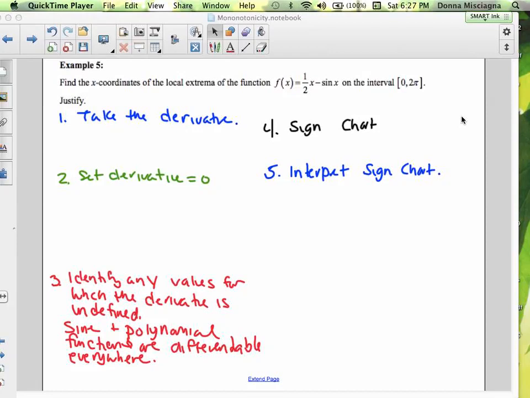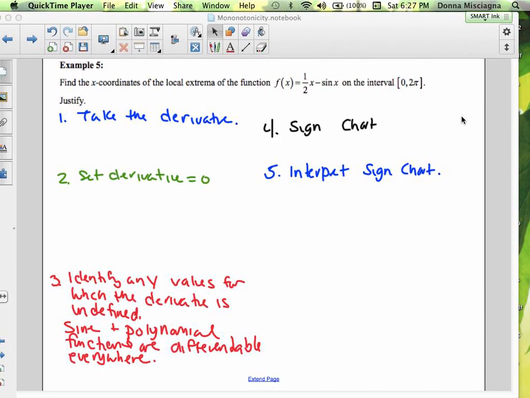Let's do a little bit more first derivative test. We want to find the x-coordinates of the local extrema of the function f of x equals 1/2 x minus sine x on the interval 0 to 2 pi. We don't care about any extrema beyond that interval. Notice the brackets, that means including 0 and 2 pi. Our justification is our steps, all of our work, and most importantly, our interpretation.